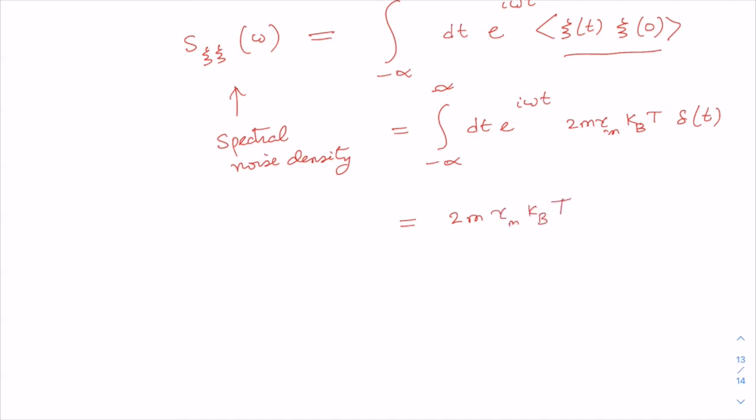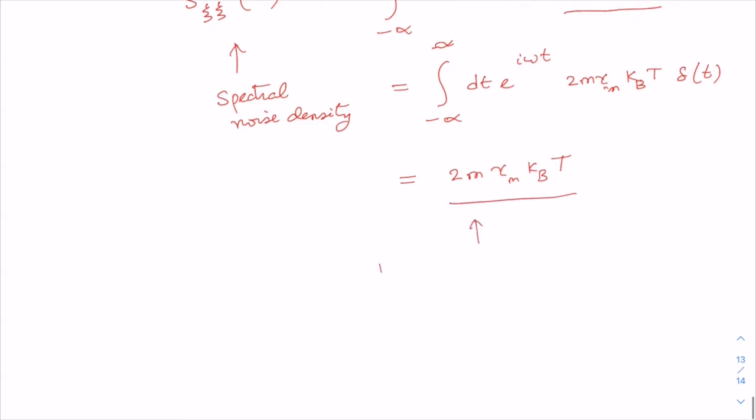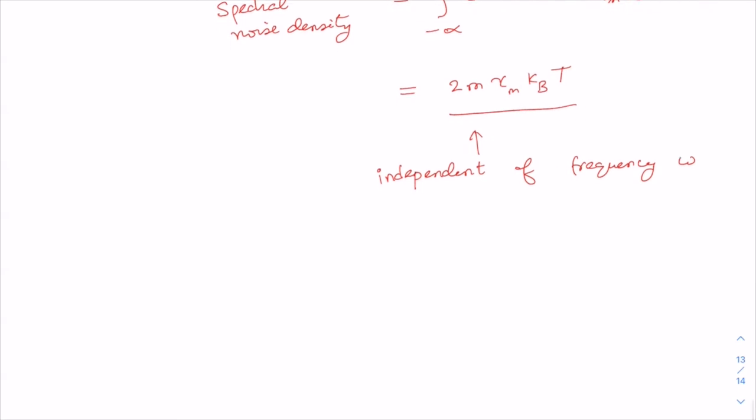So from here you see that this spectral noise density is independent of frequency omega. So this term, as it clearly shows, is independent of frequency omega, and this is often termed as xi of t, which represents what is called white noise because of the frequency independence.